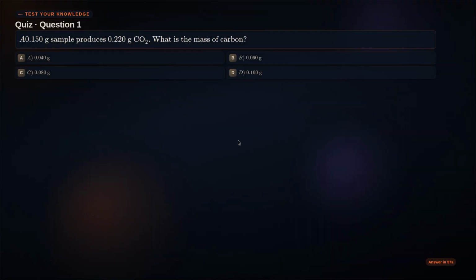Quiz question 1. A 0.150 gram sample produces 0.220 grams of CO2. What is the mass of carbon? Option A, 0.040 grams. Option B, 0.060 grams. Option C, 0.080 grams. Option D, 0.100 grams. Take a moment to calculate your answer.